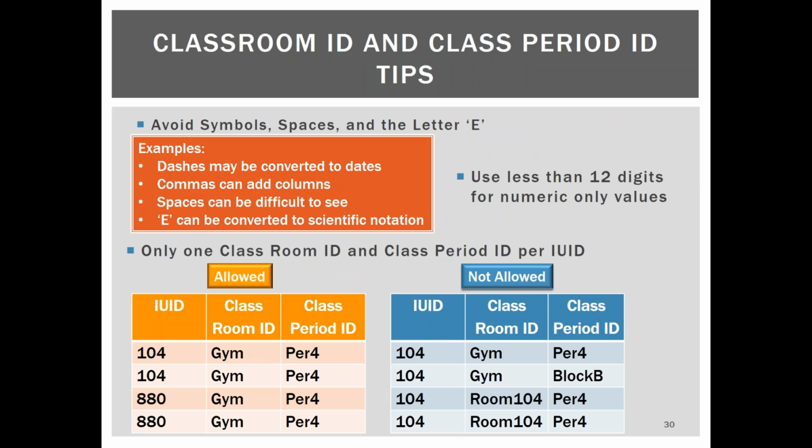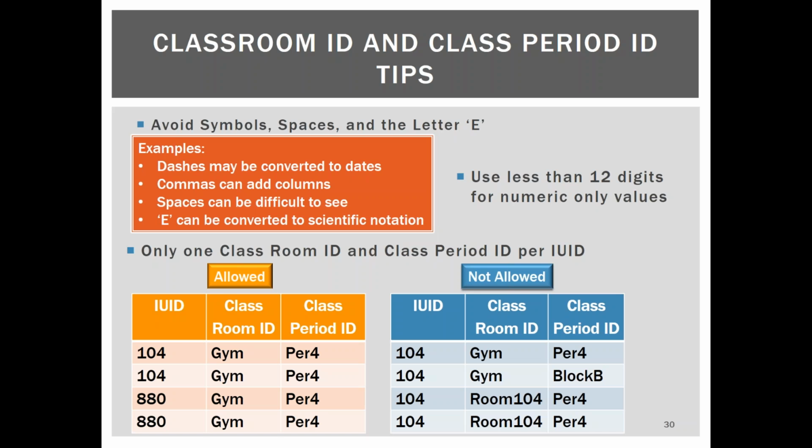I do have some tips here. Again, you want to avoid things like dashes. Never use commas ever. We suggest that you don't use spaces because they are difficult to see. If you have some sort of mismatch error, it's going to be difficult to see what doesn't match if it's the space that doesn't match. Don't try to use the letter E, especially for things that start with E, like E12345, which is not a good one to use. And use less than 12 digits if you're only using numbers, because that can be converted into scientific notation.